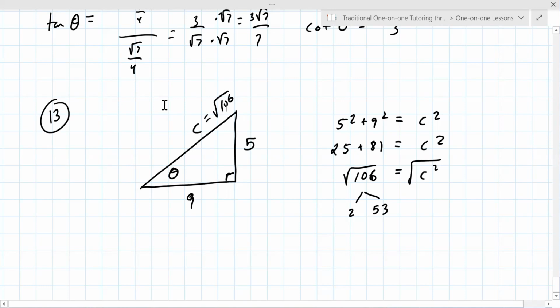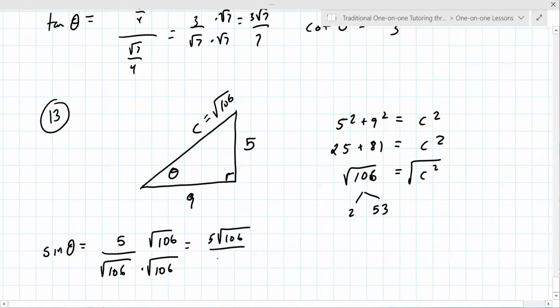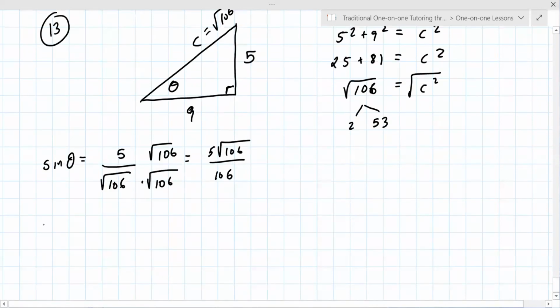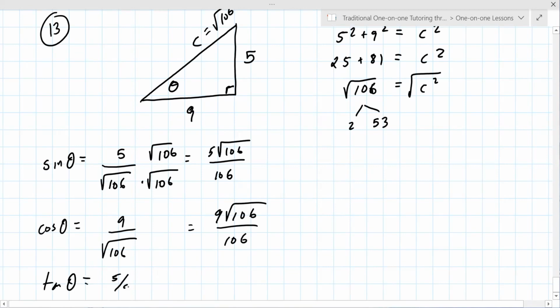Okay, so now we have to find the 6 trigonometric functions. We'll start with sine theta. Sine theta is 5 over the square root of 106, but you have to rationalize, so you can multiply the top and bottom by square root of 106. So that's 5 square root 106 over 106. Cosine of theta is 9 over the square root of 106. Same thing, you get 9 square root 106 over 106. Tangent of theta, we already have that one, that was 5/9.